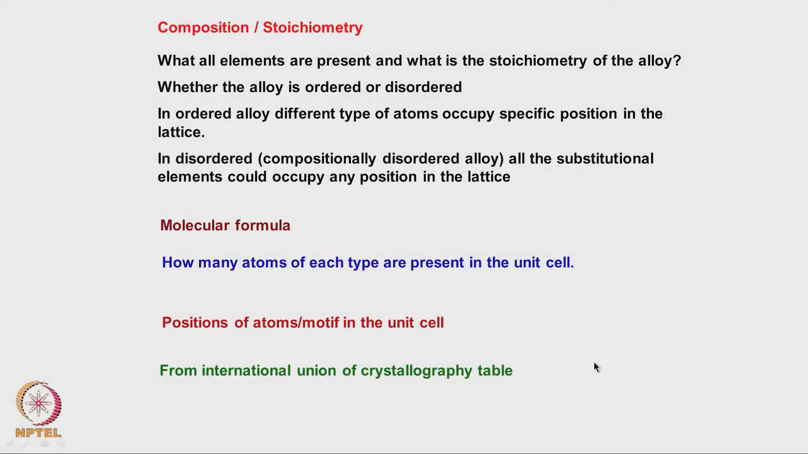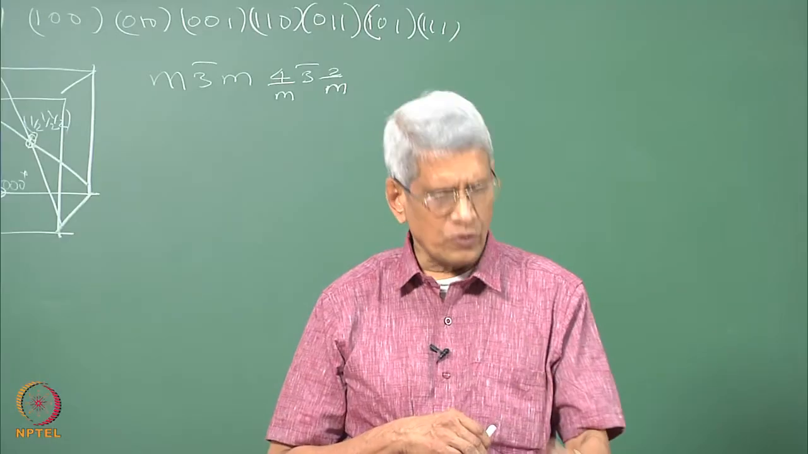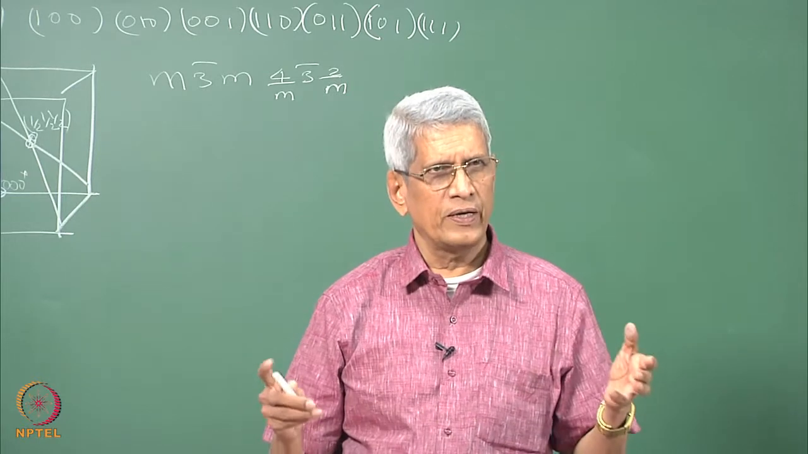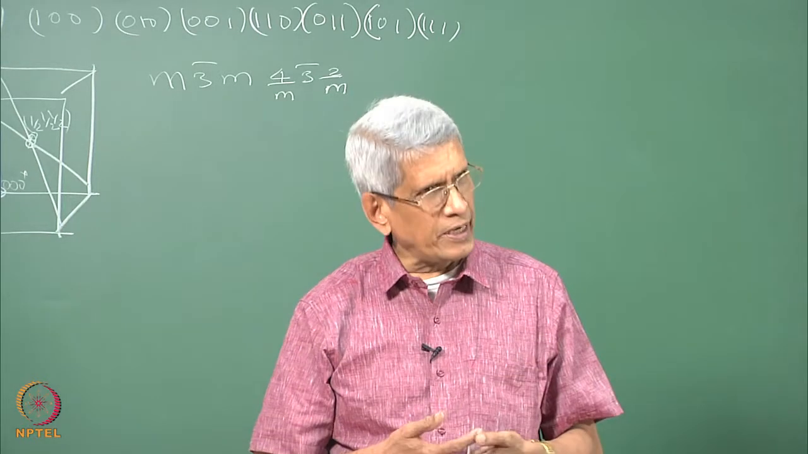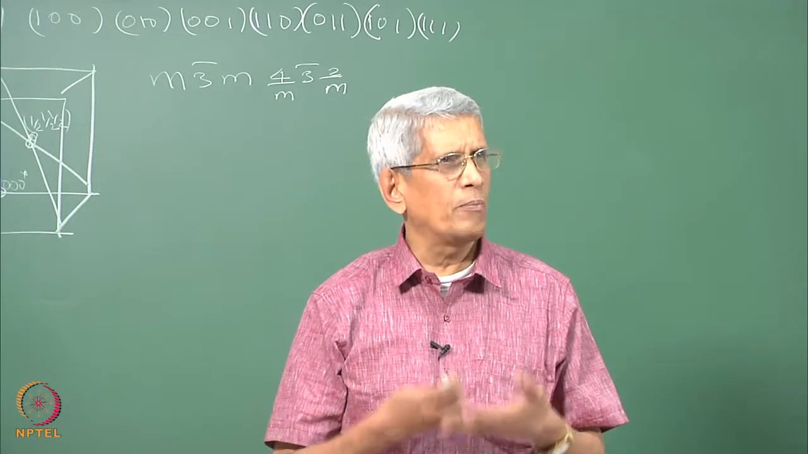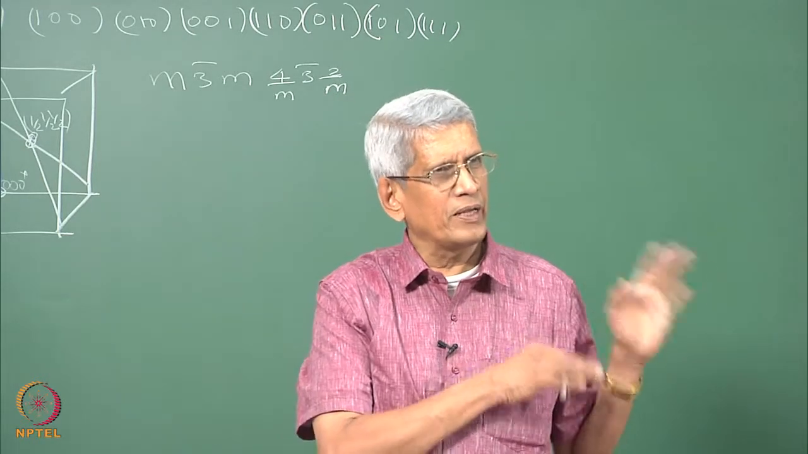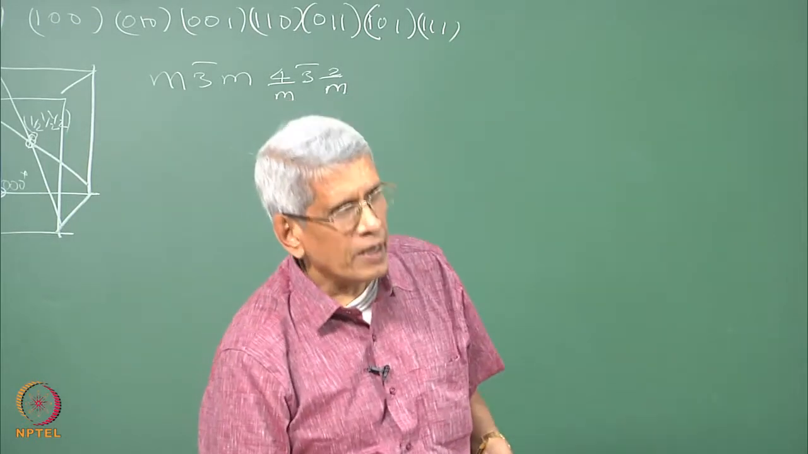So all this information we can get from the International Union of Crystallography. If you look at many of the crystal data presentations in many of the books, there are many symbols. Pearson's handbook also follows a particular system. For most elements and many compounds where the crystal structure has been identified, it is tabulated in some form. It's available in some crystal data set, and there they follow a particular symbol to explain this.